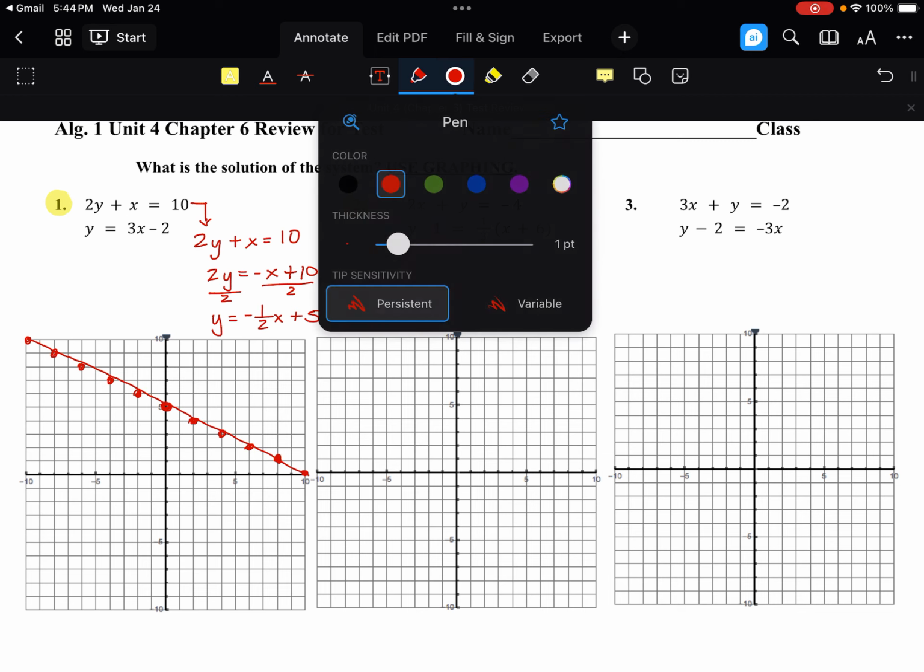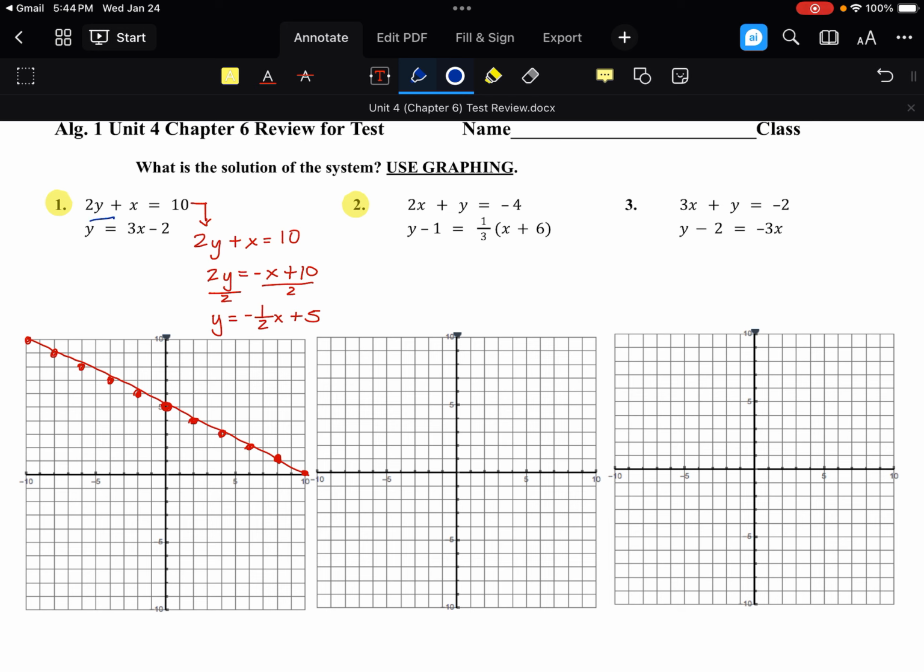And so now we're going to switch up and we're going to graph the second one, which is also already in slope-intercept form in this case. So we're going to start by plotting our y-intercept at negative 2. And we'll apply our slope. Up 3, right 1. Up 3, right 1. And so on. And at this point, we probably have seen where these two lines cross. But I'll go ahead and finish graphing it just so it looks nice.